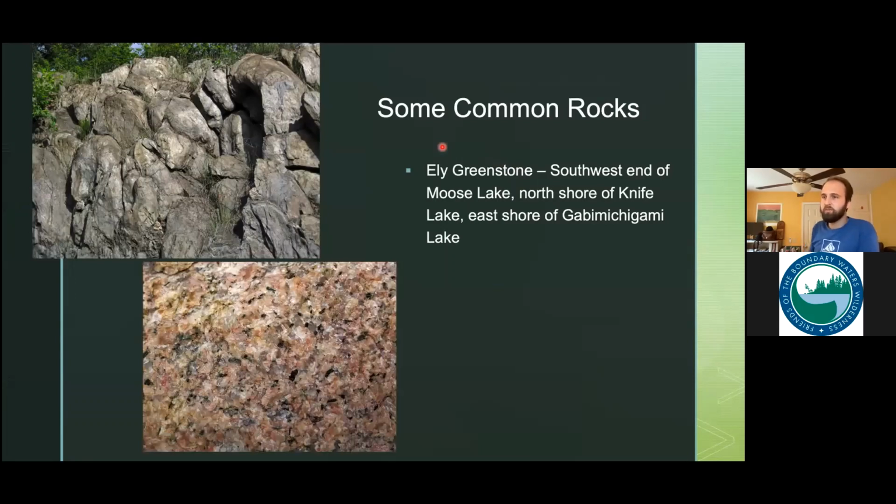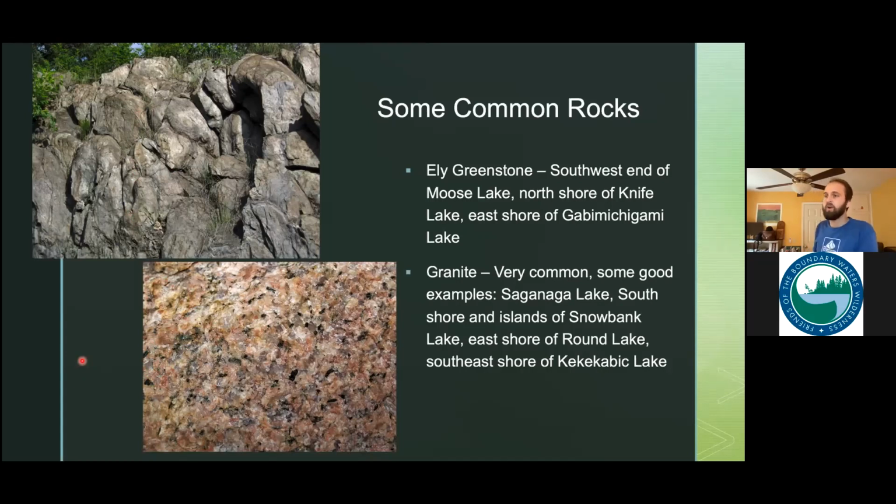Again, it will probably look more like this when you first see it without those pillow shapes, but because of the weathering that's happened, that makes it kind of gray. But if you look up close, this is probably about the scale of a quarter or something. You'll see a bunch of little fine-grained crystals in there. And so granite is probably the most common rock that you'll find in the bulk of the Boundary Waters. These are some good places if you want to go looking for granite, but you shouldn't have to look too hard for granite up there.